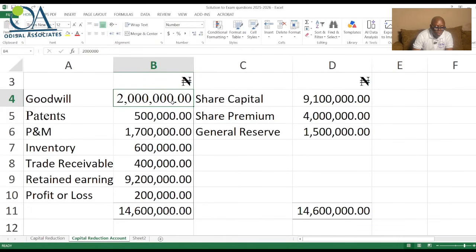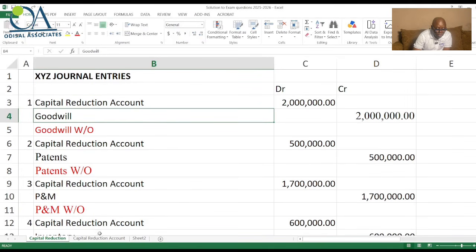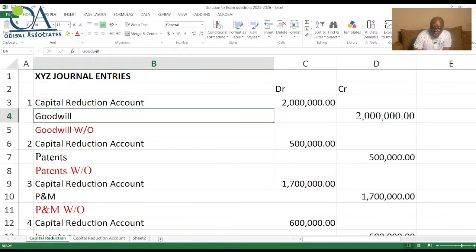So we pick all the places that capital reduction account is debited and we place the debit here. You should know that we are going to debit capital reduction account with that corresponding account. Like in this place, what I mean is, this is capital reduction, this is goodwill. So what it means is that capital reduction account is debited with goodwill. We use goodwill to debit capital reduction account. So that's why you see it like this until the retained earnings. So that's it. Then the other one, capital reduction account, was credited in the share capital.